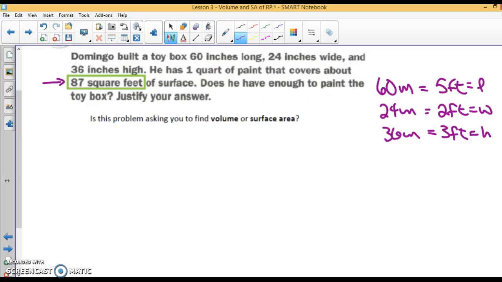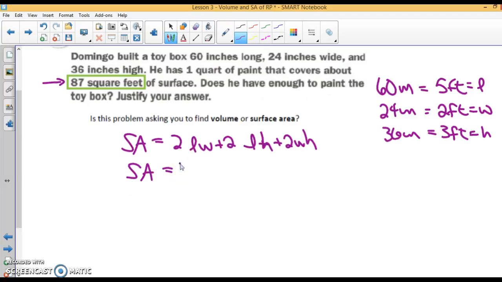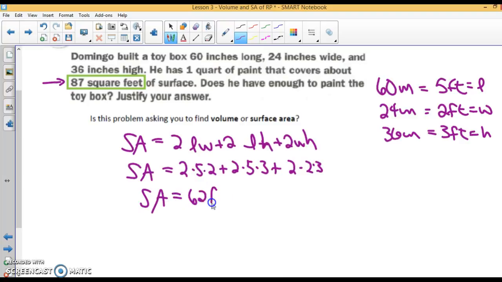So, we are using our surface area formula, which is 2 length width plus 2 length height plus 2 width height. And I'm going to substitute. So I'm going to have 2 times 5 times 2 plus 2 times 5 times 3 plus 2 times 2 times 3. And when you figure that out, you get 62 square feet. So my total surface area for the toy box is 62 square feet.